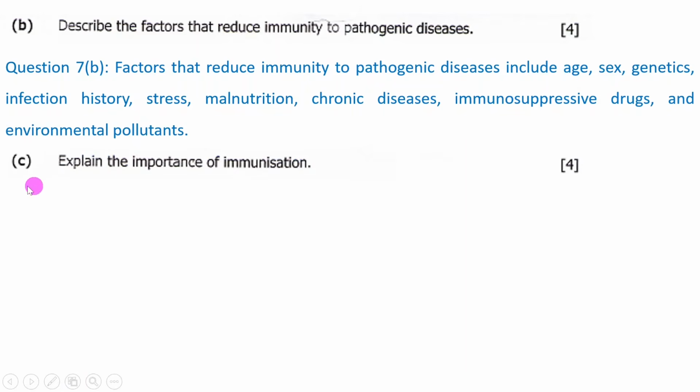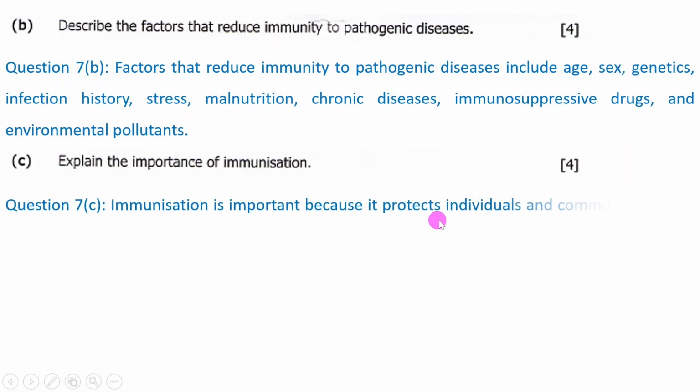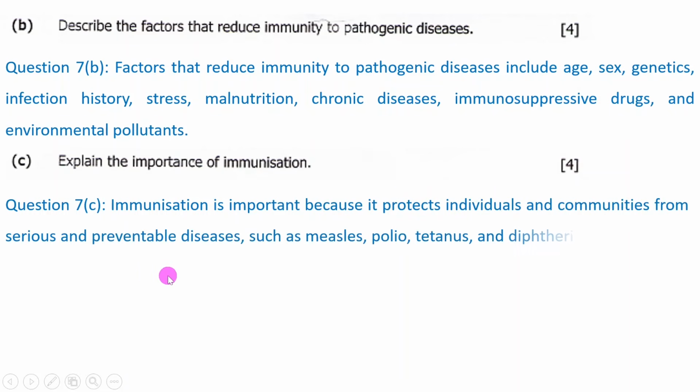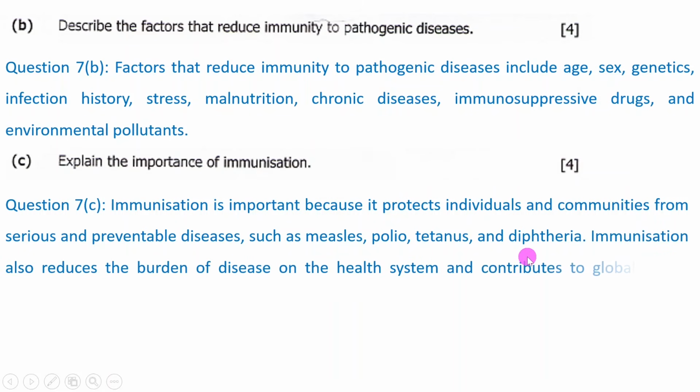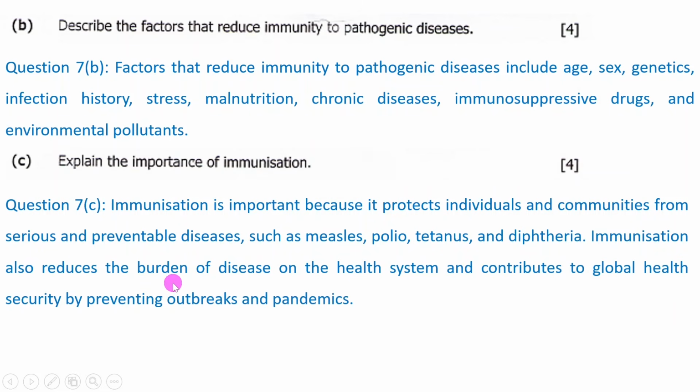Then we move. This says explain the importance of immunization. We are saying, see, immunization is important because it protects individual and communities from serious and preventable diseases such as measles, polio, tetanus, and diphtheria. Immunization also reduces the burden of disease on the healthy system and contributes to global health security by preventing outbreaks and pandemics. Yeah, so this is how you get to answer these questions.